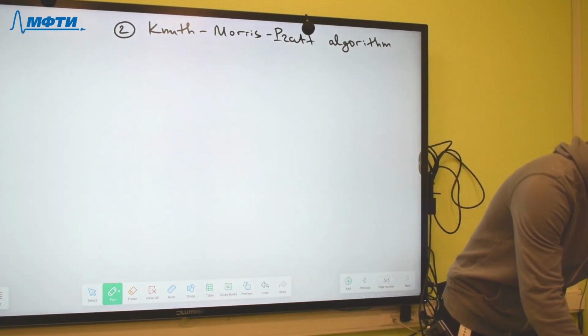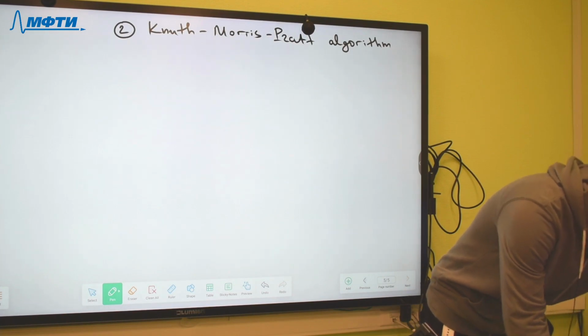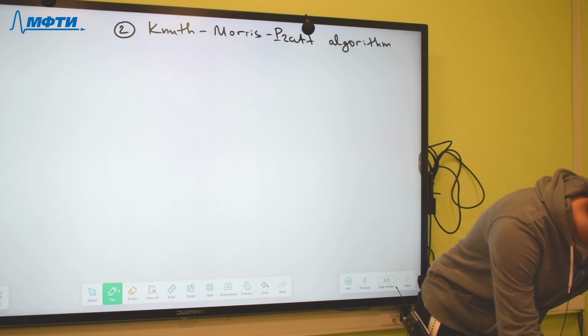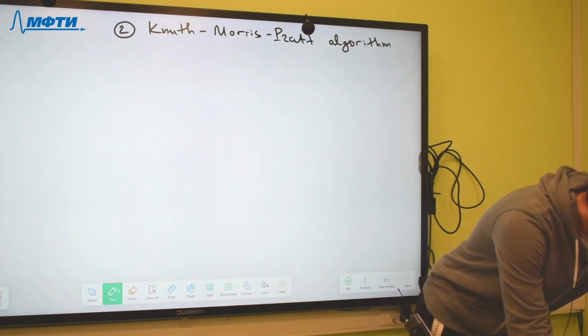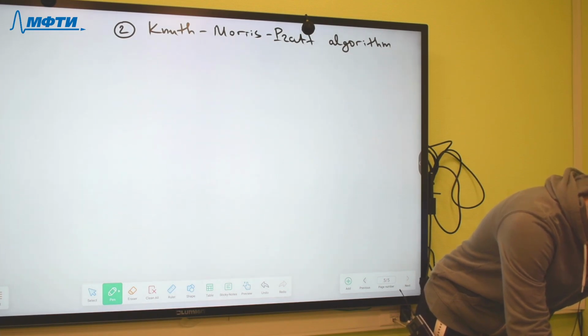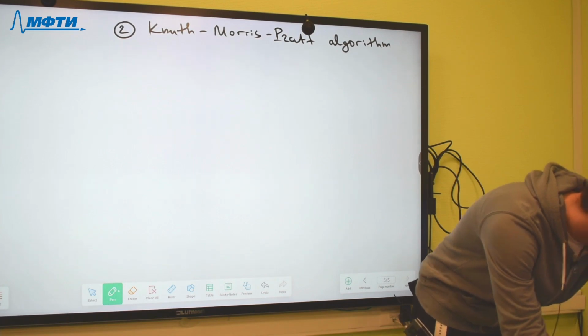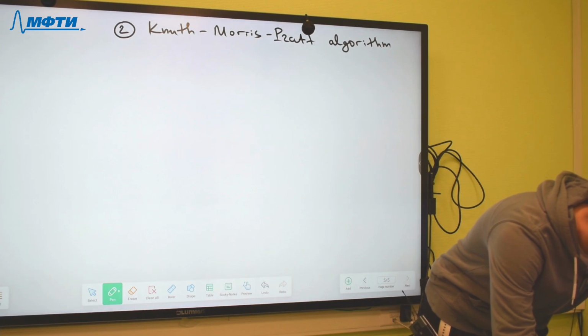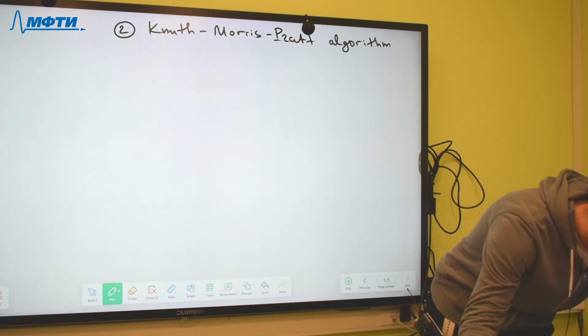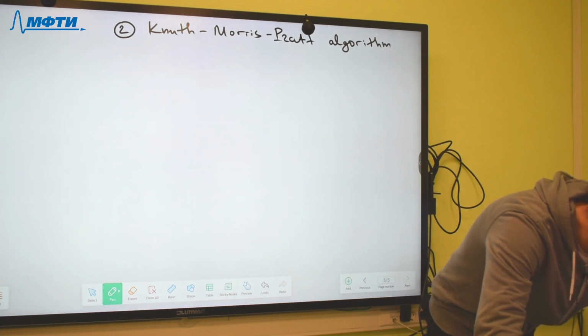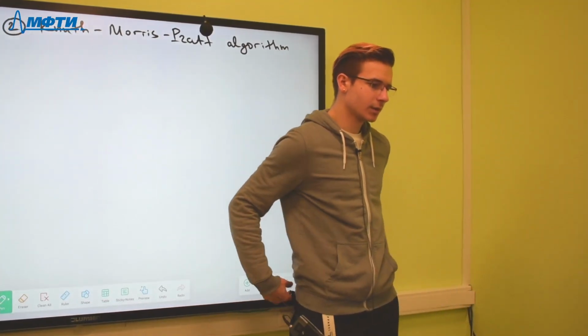Okay, I open it and see what is the correct bracket sequence. Okay. Yeah, I understand you.